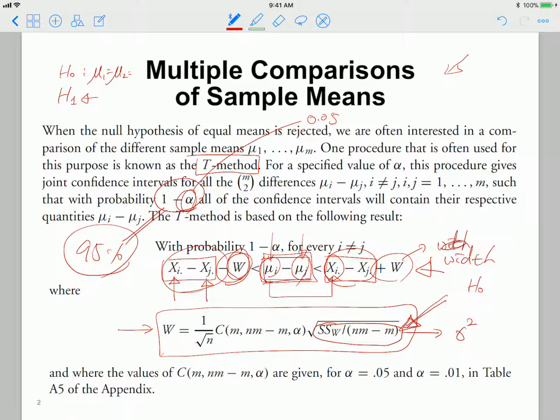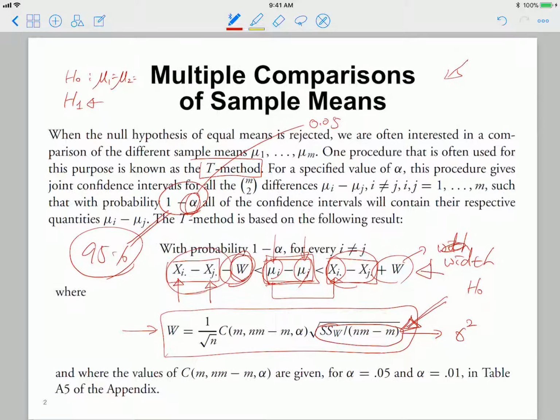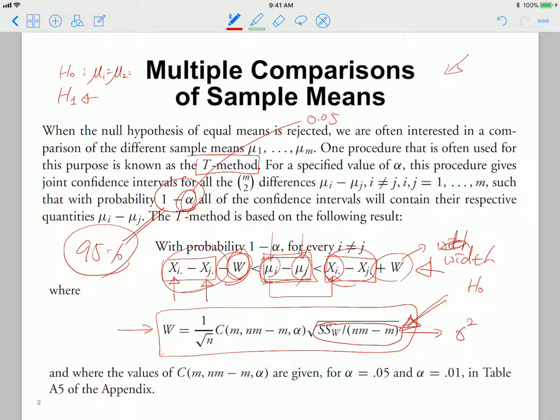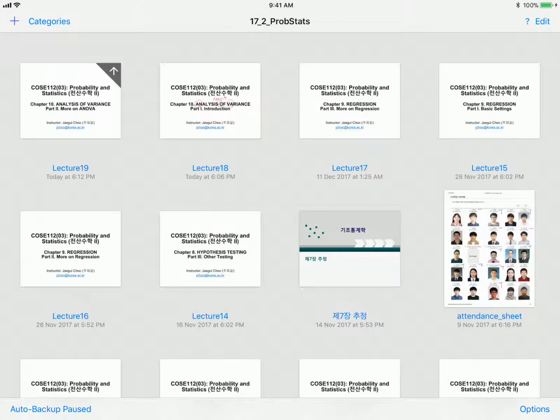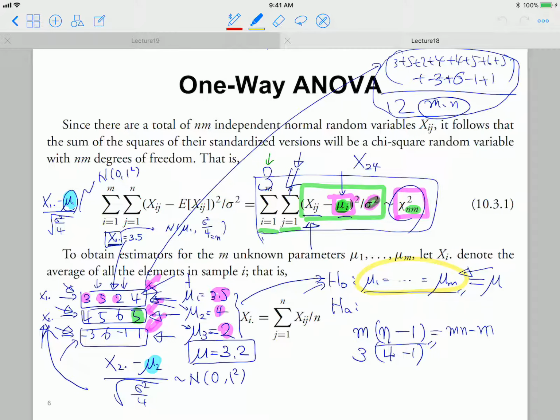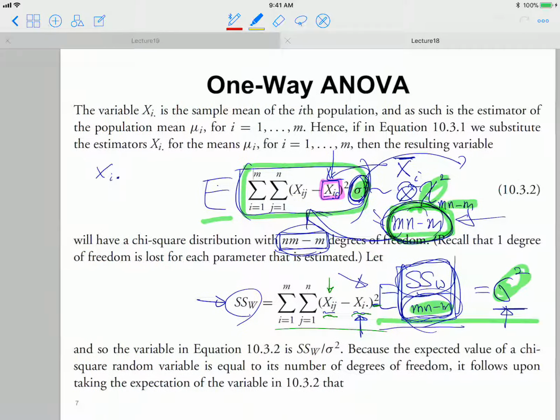So is it a valid estimator regardless of the null hypothesis, or is it only valid when the null hypothesis is true? Only the null cases? Okay, so let me just go back to the definition of SS of W.